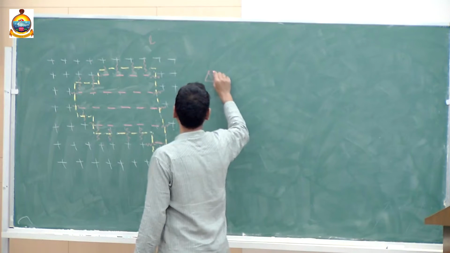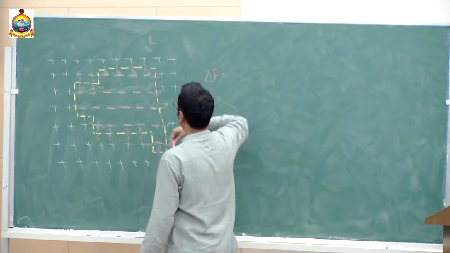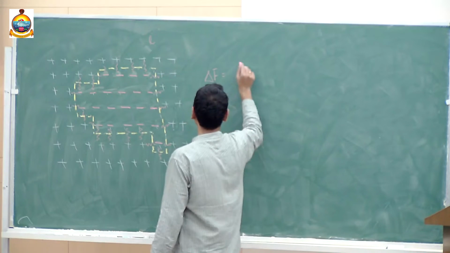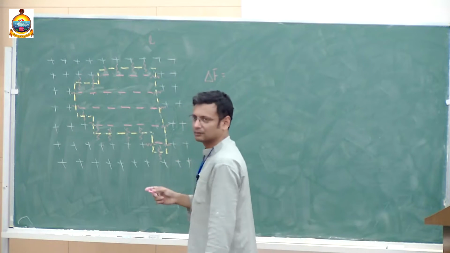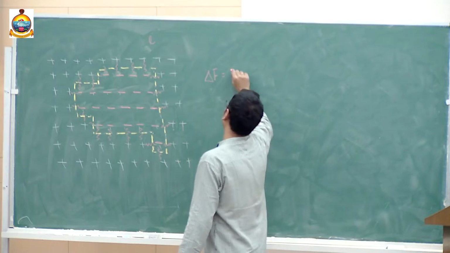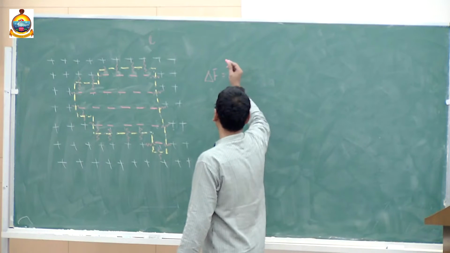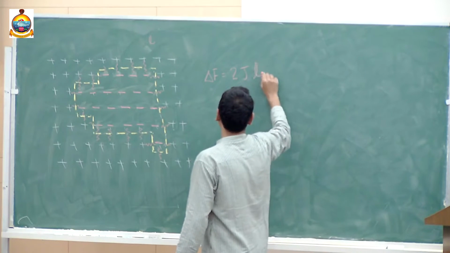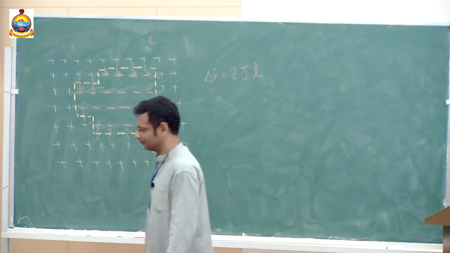So then if I again want to estimate the free energy cost of this over the ground state, what do you think is the energy term? Yeah, something like that. 4, yeah, whatever. I can put 2 or 4, doesn't matter. So let's put 2JL. Yeah, something like that.